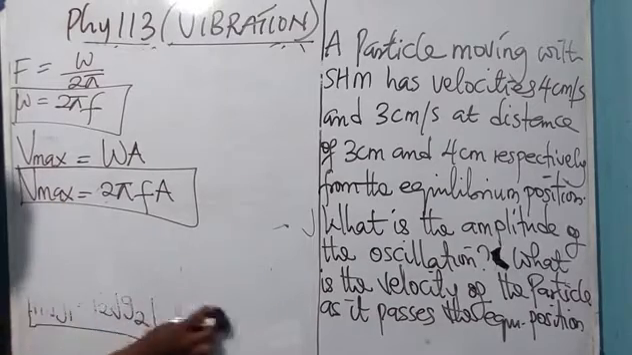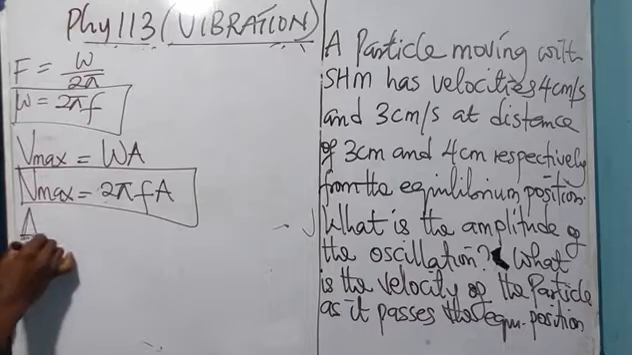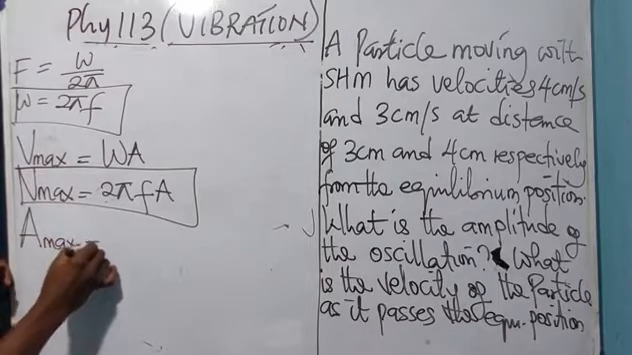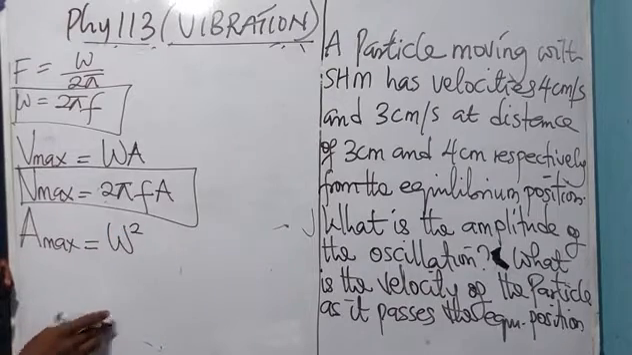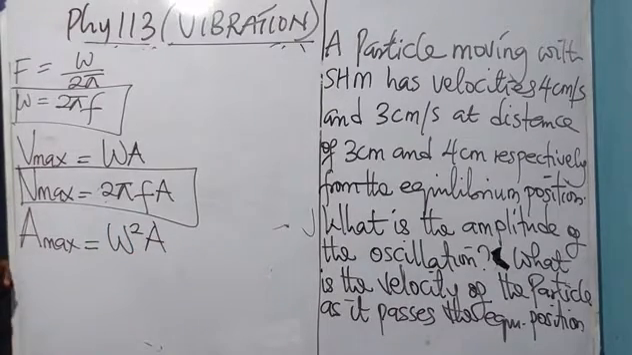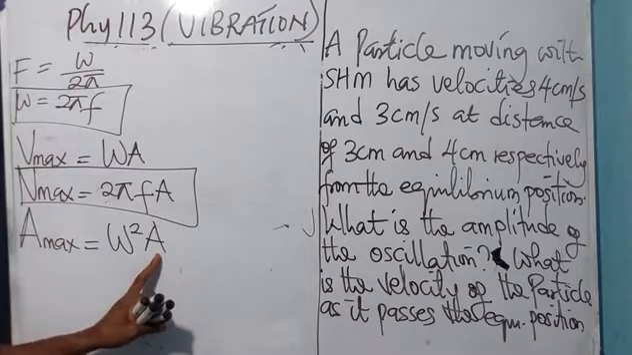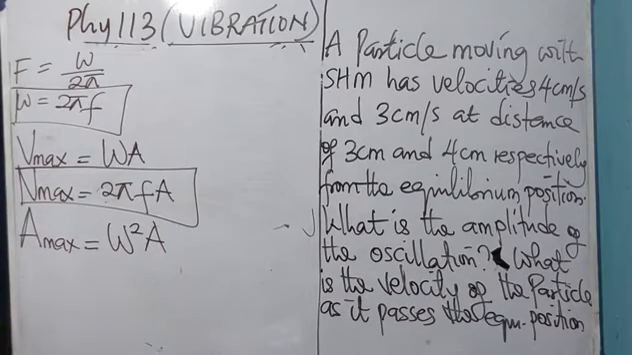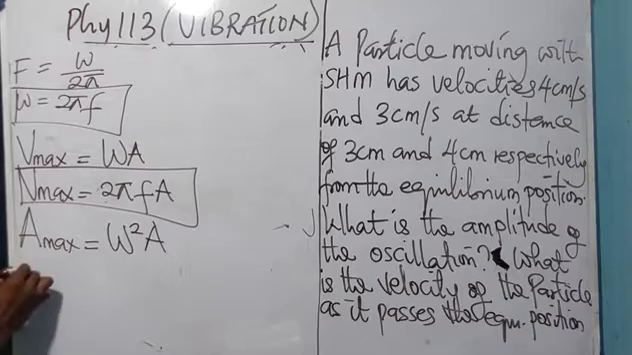So this is V max, that is maximum velocity. Now, what about maximum acceleration? It's giving us W squared then A. Don't forget that. Other formulas that are also important in simple harmonic motion are, you have x.